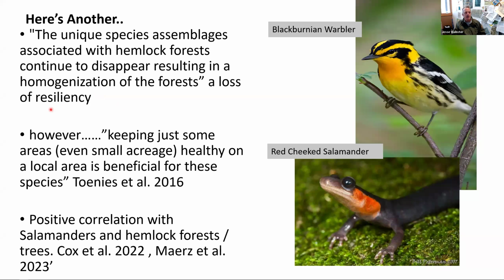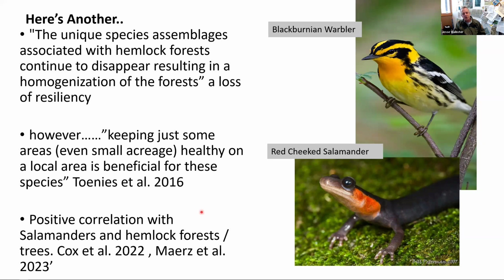We hear that word a lot in resource management now, but they did find that keeping just some areas, even up to, I believe, 5 acres, small acreage on the landscape, is beneficial for these species. So these neotropical migrants are looking for hemlock forest when they move north in the spring, and those are the species that we're losing when we lose hemlock.